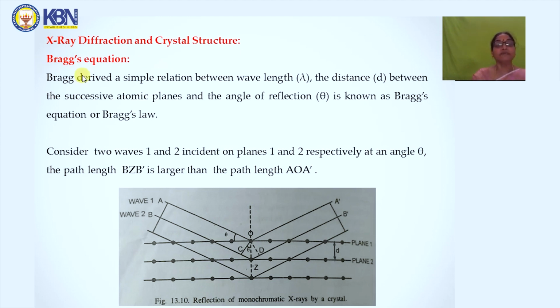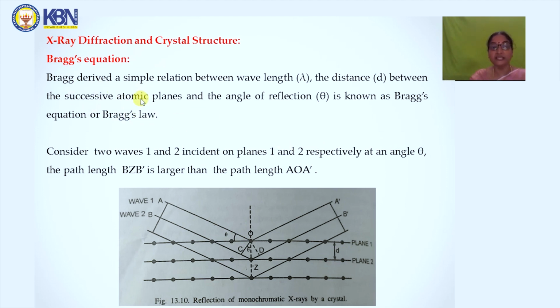So coming to the most important topic, which is X-ray diffraction of crystal structure, Bragg's equation. The scientist Bragg derived a simple relation between the wavelength, the distance between two successive atomic planes, and the angle of reflection theta, which is known as Bragg's equation or Bragg's law. Suppose I take one plane 1 and this is plane 2, and the distance between the two successive planes is taken as d. This is d, and this is the angle of reflection theta.